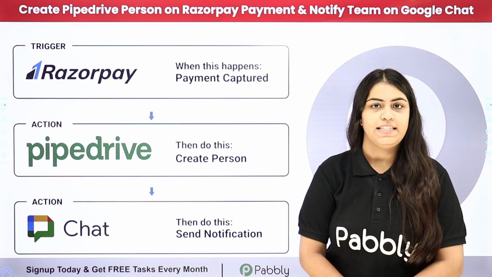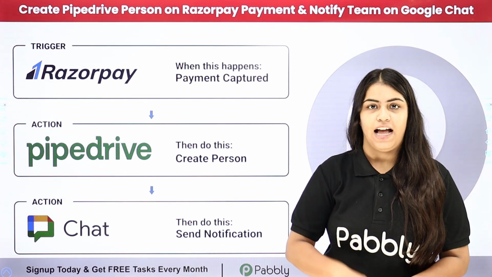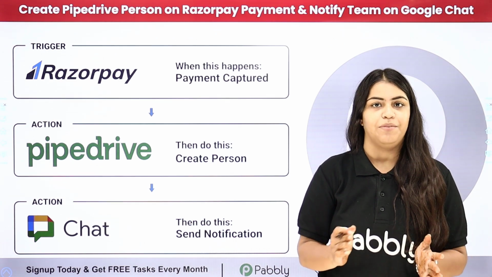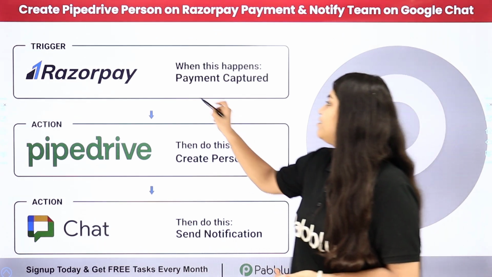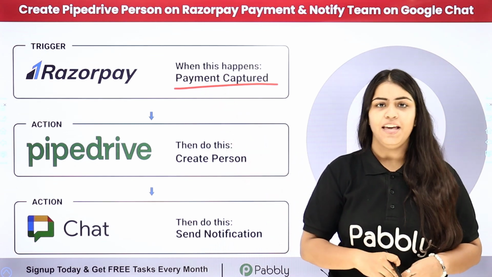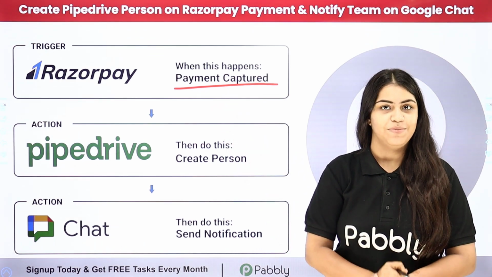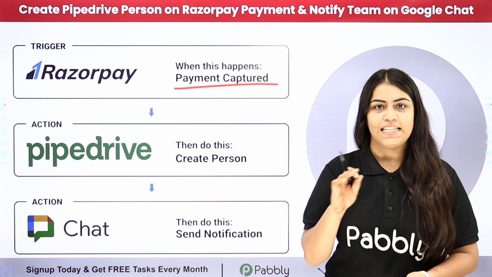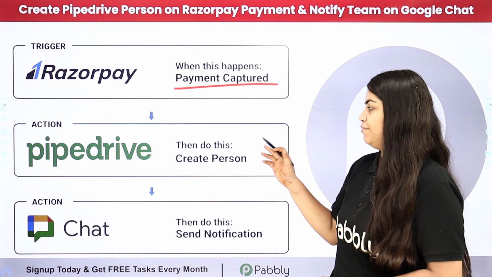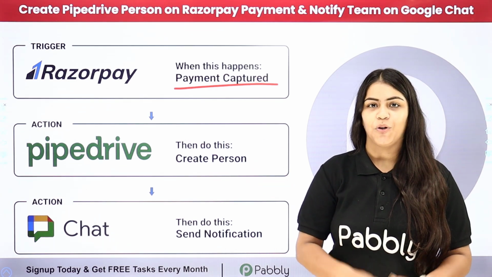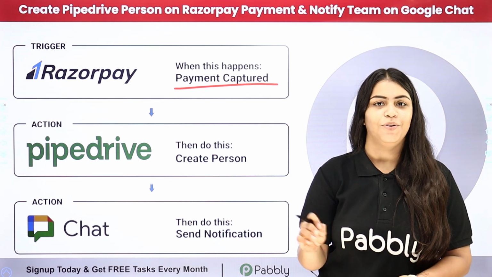So here I'm doing the same. I'm running a skin clinic and we get our appointments with the help of our Razorpay. So now what I want is that as soon as a new payment is captured in my Razorpay, which is as soon as the new appointment is booked, automatically with the help of the same details, a new person should be created in my Pipedrive, and also my team on Google Chat should be notified about the new appointment.